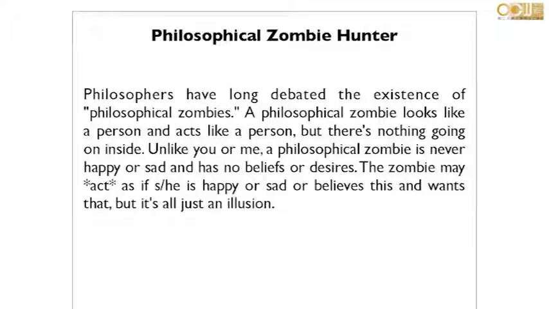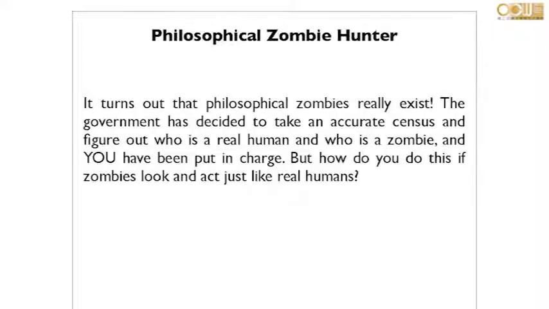Unlike you or me, a philosophical zombie is never happy or sad, has no beliefs or desires. The zombie acts as if she is happy or sad or believes this and wants that, but it's all just an illusion. You can basically think of them as a very, very good robot, but there's no one really there. It turns out philosophical zombies really exist. The government has decided to take an accurate census and figure out who is a real human and who is a zombie. And you have been put in charge. But how do you do this if zombies look and act just like real humans?